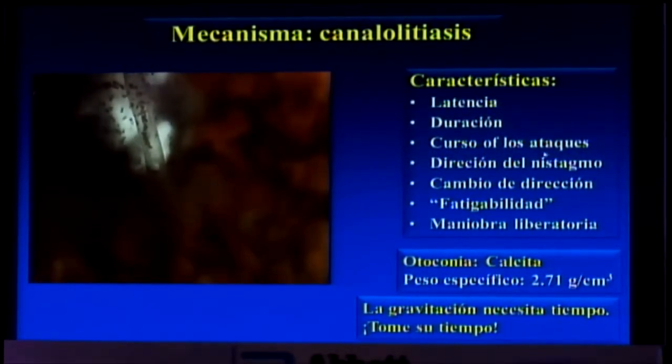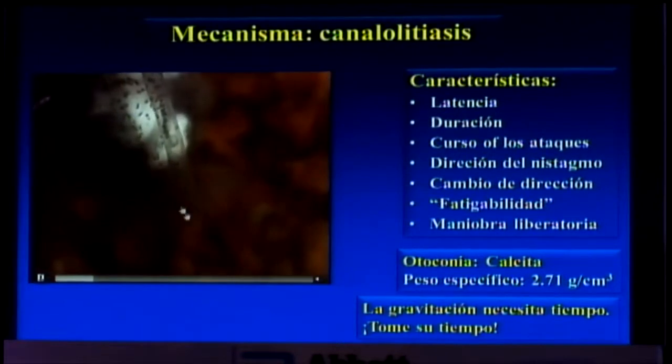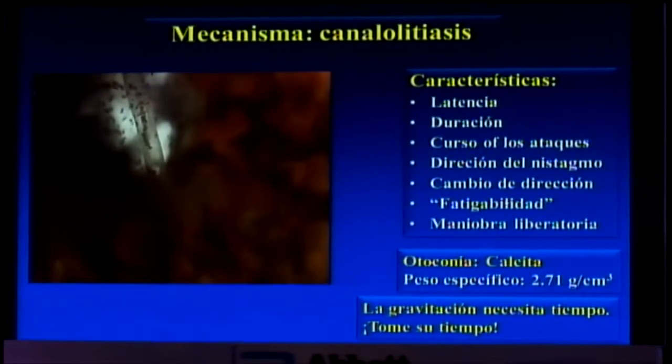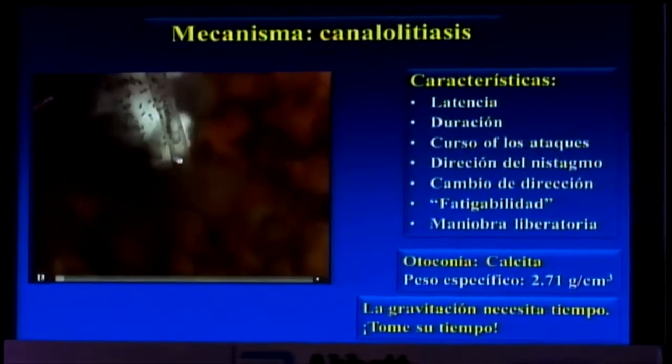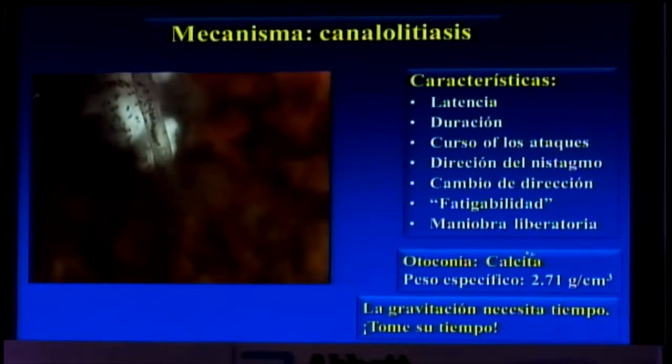Most patients have a crescendo-decrescendo time course with an equivalent nystagmus. This is due to the acceleration and deceleration of the otoconia. The direction corresponds to the canal. The fatigability is most likely caused by the movement of the otoconia out of the semicircular canal, and this mechanism of canalolithiasis also explains why liberatory maneuvers are successful.